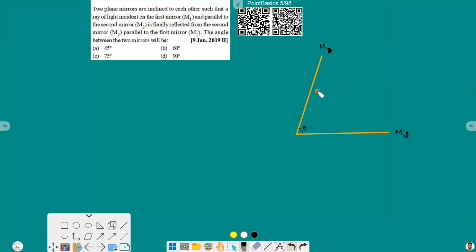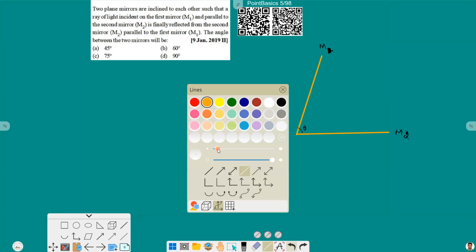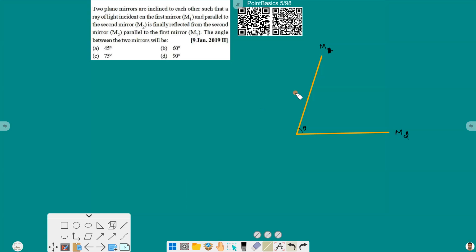So there is a ray hitting M1, parallel to M2. Our ray will be like this. This is the incoming ray, and this is parallel to M2 initially. Then after reflection, what happens? It strikes the second mirror, and after further reflection, it becomes parallel to the M1 mirror. So this is happening here, and here this is the direction.